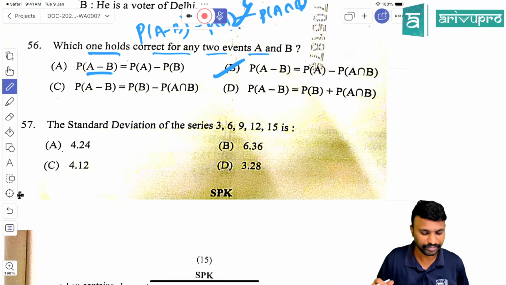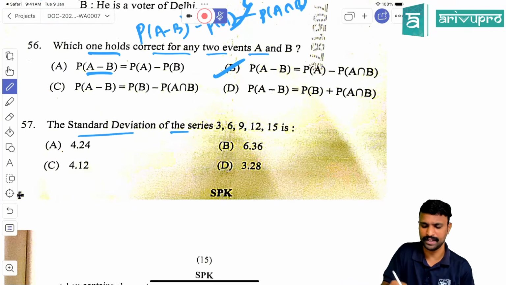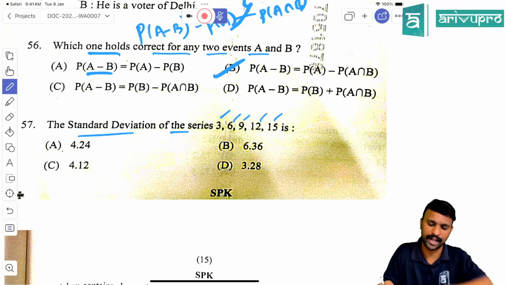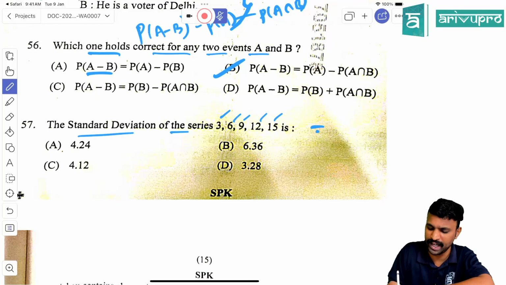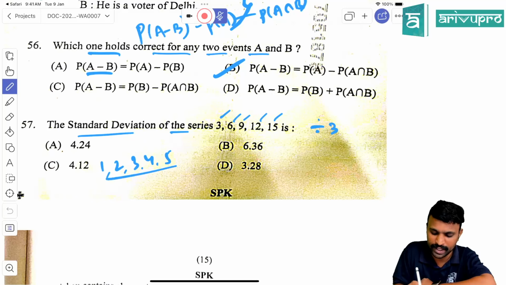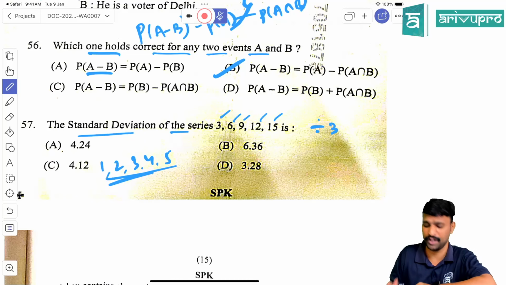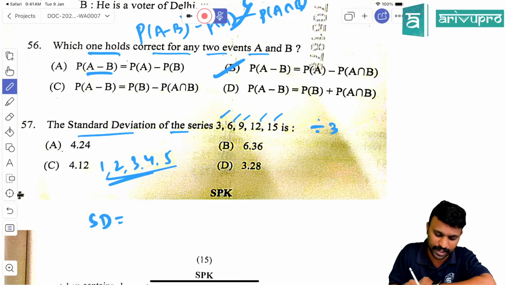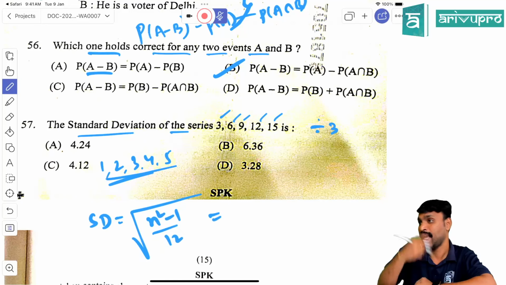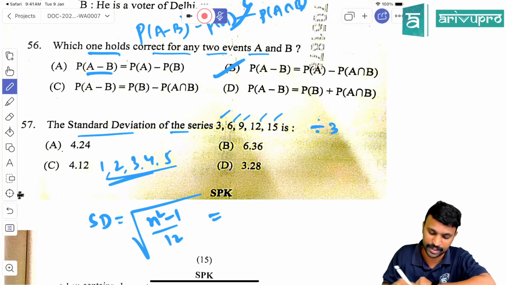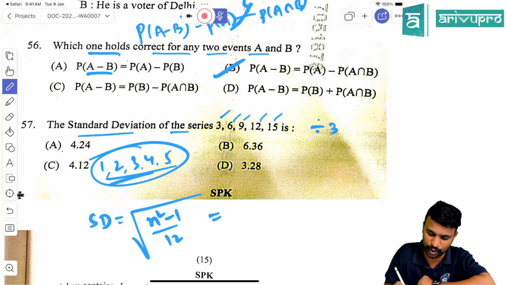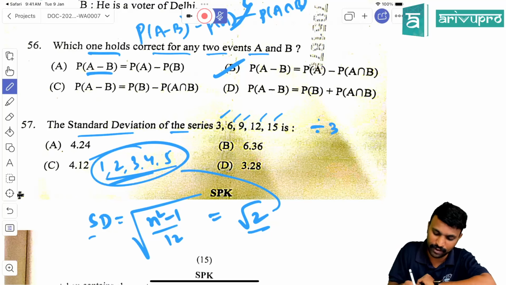Have you understood? The standard deviation of the series 3, 6, 9, 12, 15. Guys, if you observe these observations, if I divide each observation by 3, I get 1, 2, 3, 4, 5. These are the first 5 natural numbers. The SD of the first n natural numbers is the square root of (n square minus 1) by 12. How many natural numbers? 5. So 25 minus 1 is 24, 24 by 12 is 2. So root 2. Guys, this root 2 is the SD for these observations.